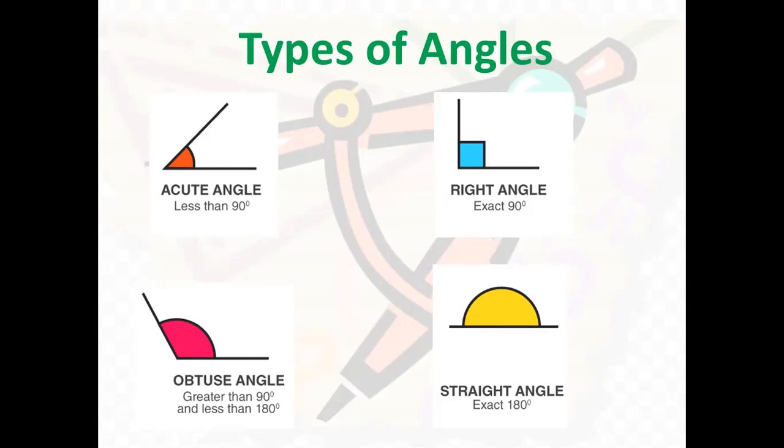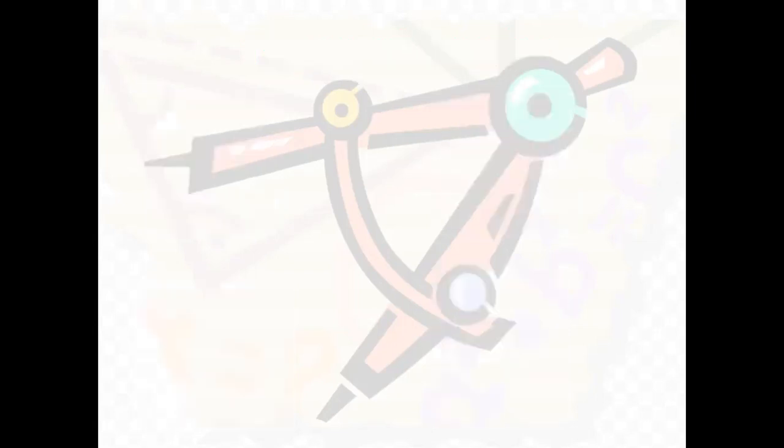Not even 179.9 is a straight angle. If it's a straight angle, it should be exactly 180 degrees. So these are the four types of angles you need to keep in mind: acute, less than 90; right, exactly 90; obtuse, more than 90 and less than 180; and straight, exactly 180.